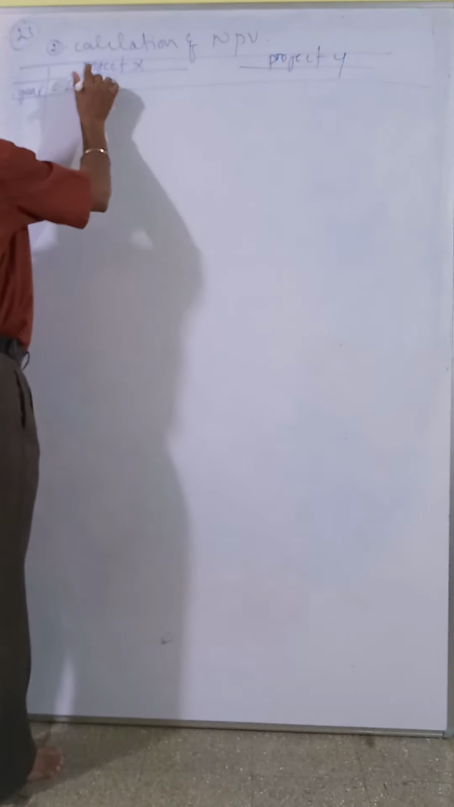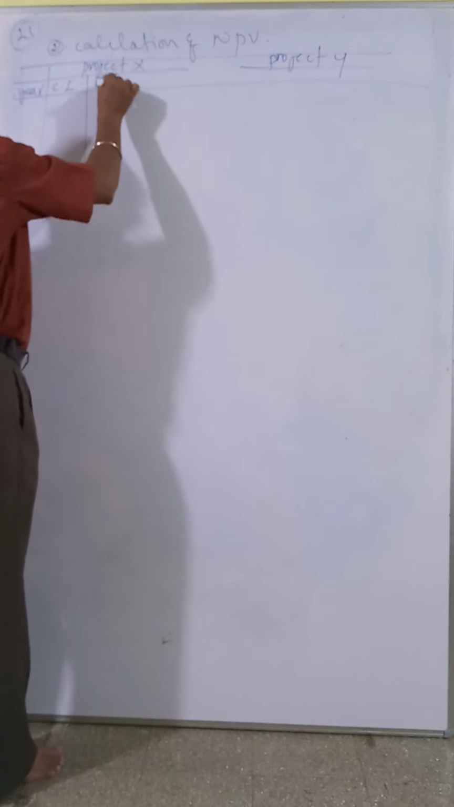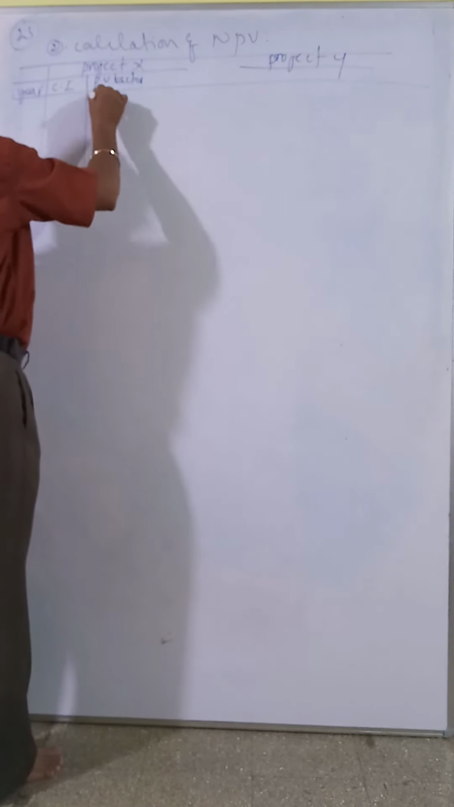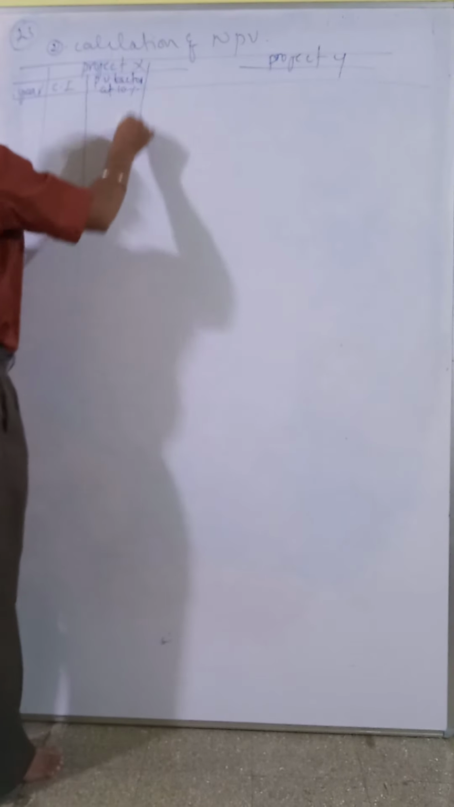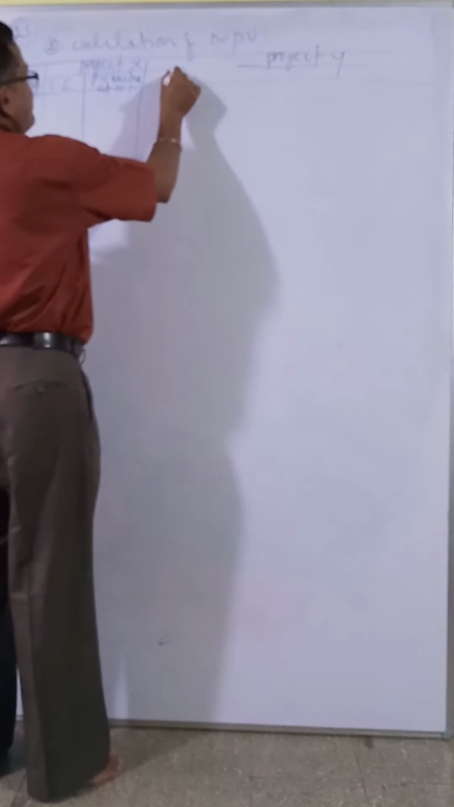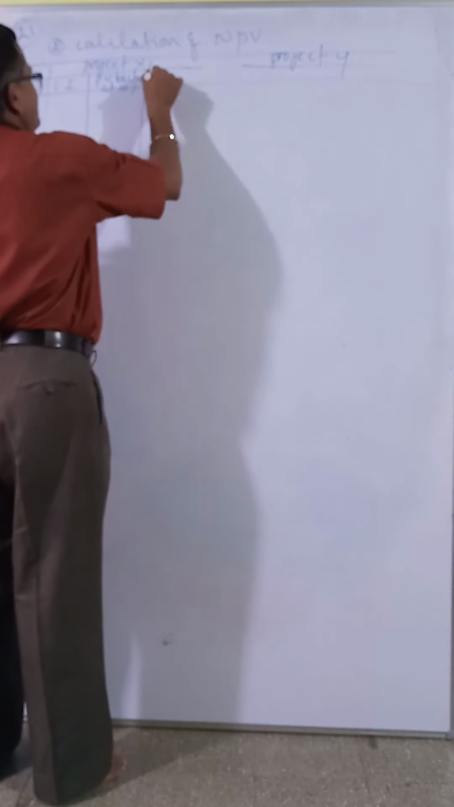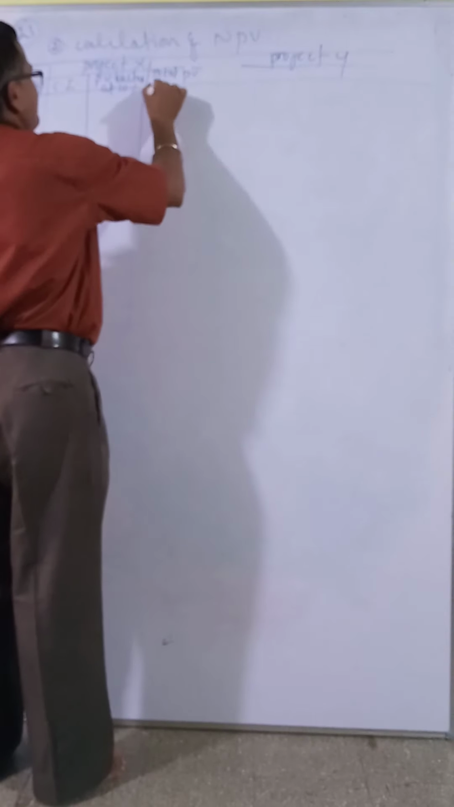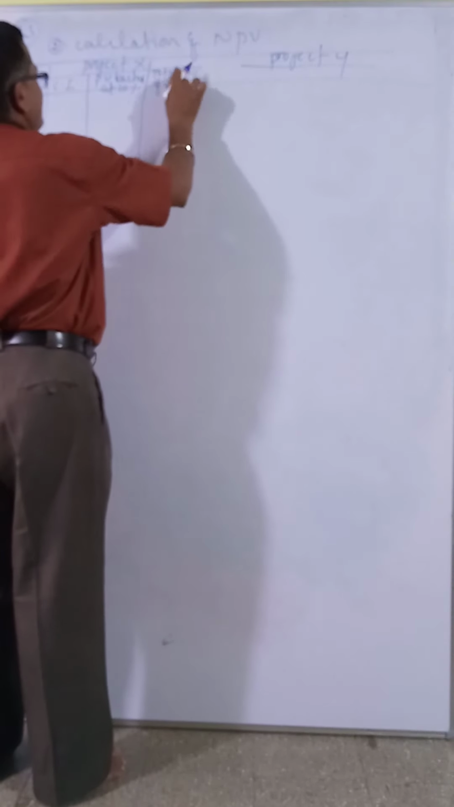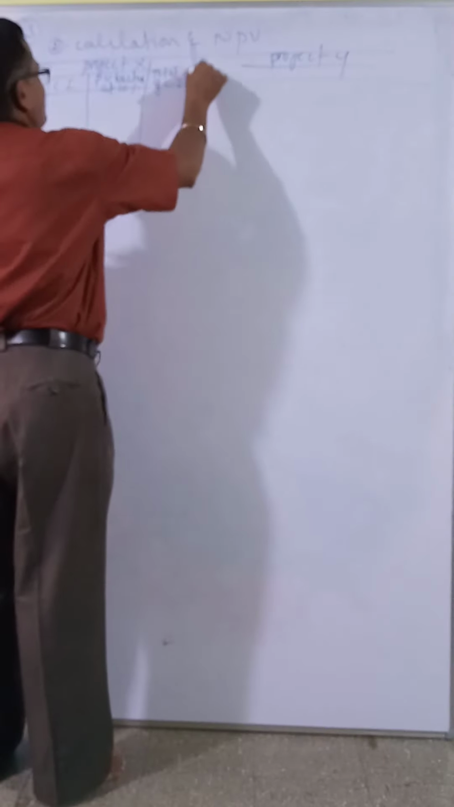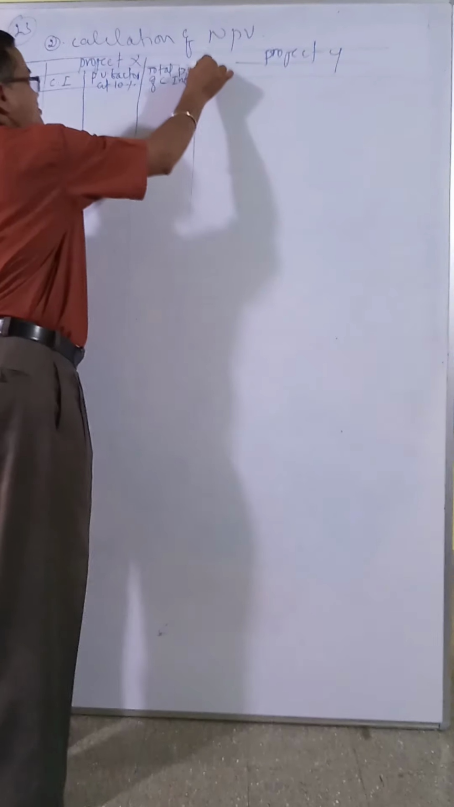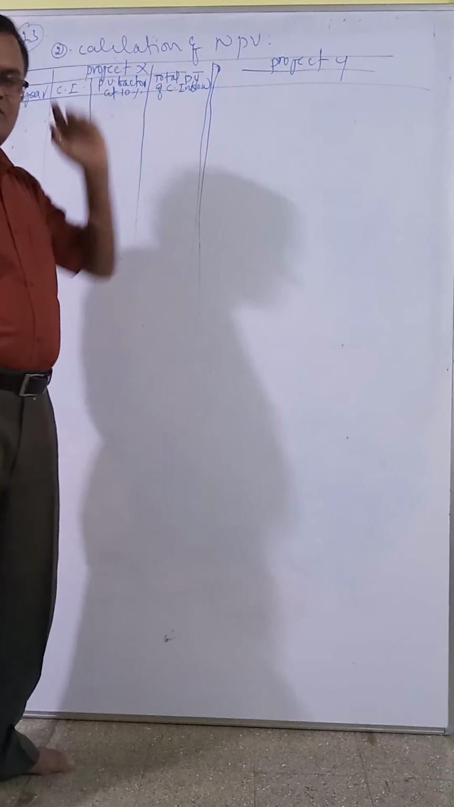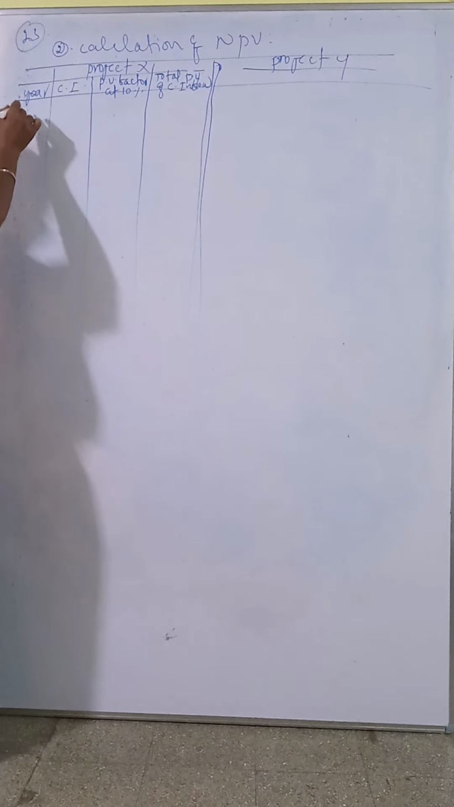Cash inflow, then PV factor, present value factor at 10%, which is given in the question. Then total present value of cash inflow. Total present value of cash inflow. This is called project X over. Now project Y, calculator. Okay, you will get confusion.